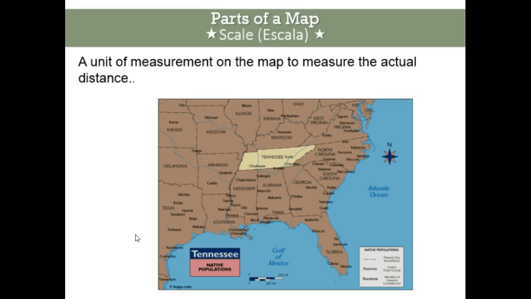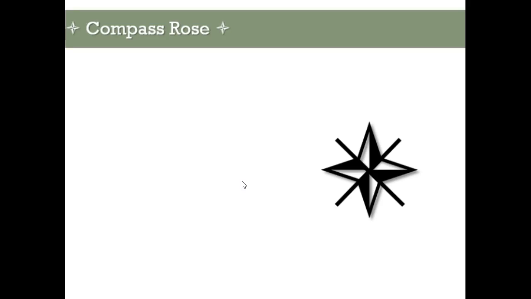Next up, scale. A scale is what we use to measure the map, but it's supposed to tell us, okay, if it's 2 inches here, what it represents in a real world scenario would be 200 miles. So it's like a ratio thing. It tells us how far it is on the map in inches or centimeters, whatever that map is using, but it also tells us how many miles this length represents in the real world. So a scale is a unit of measurement on a map to help us find out the actual distance in that map. So there's your scale.